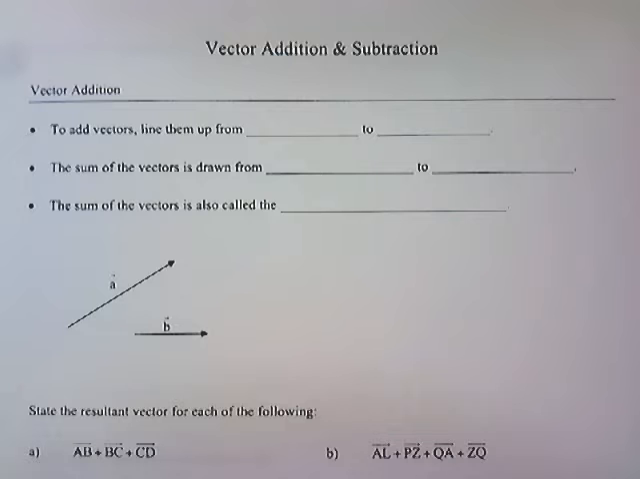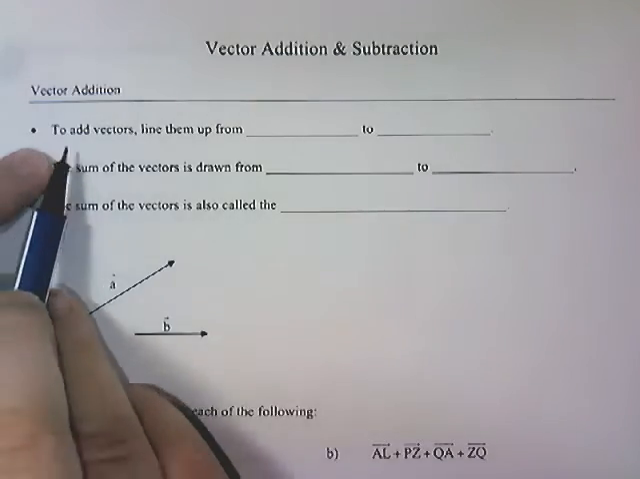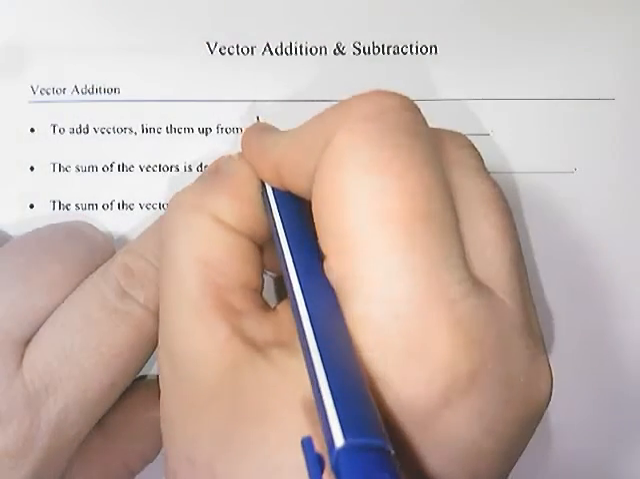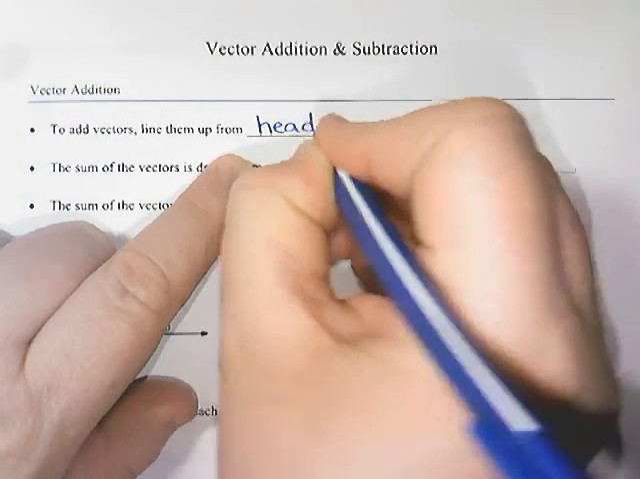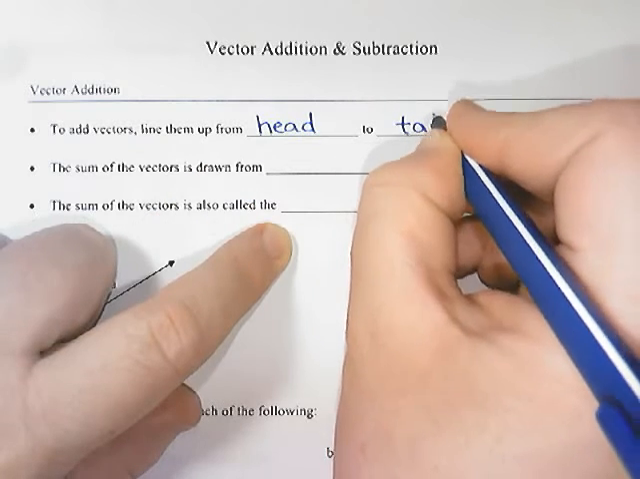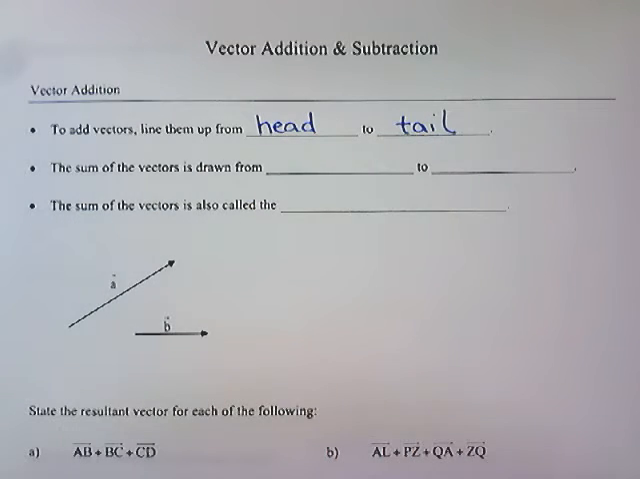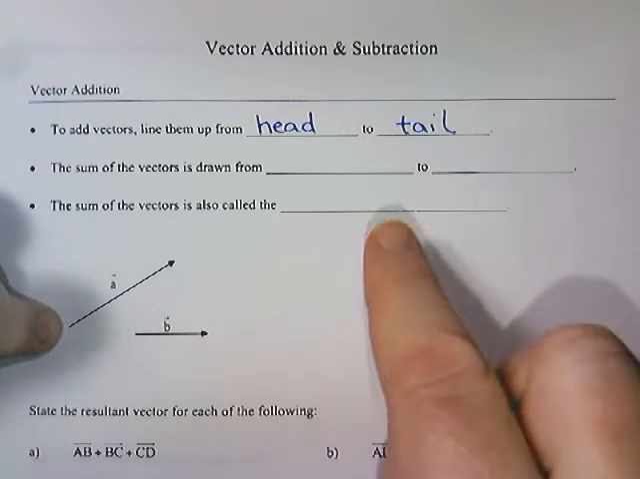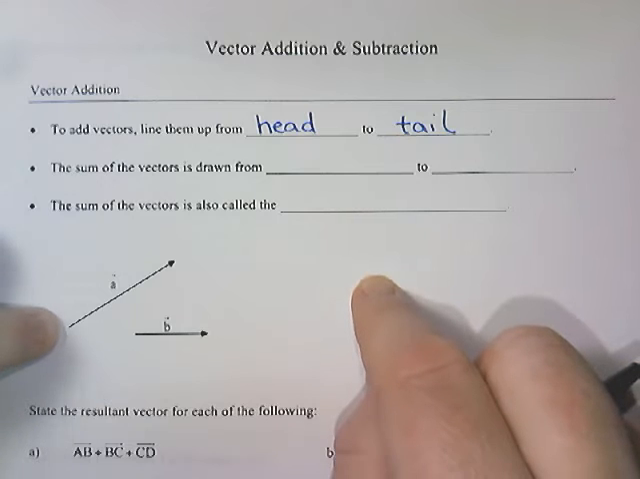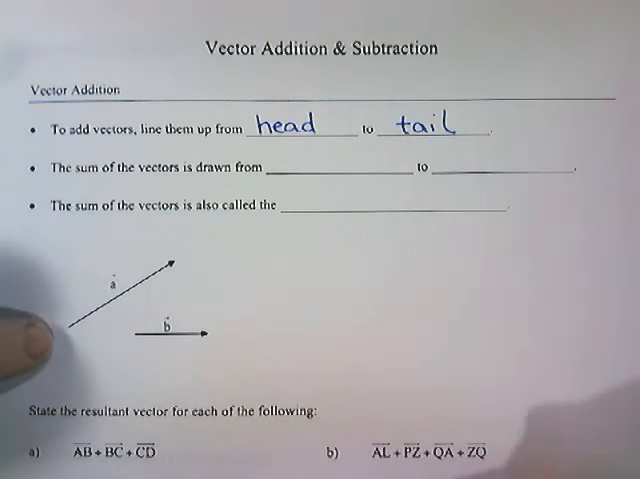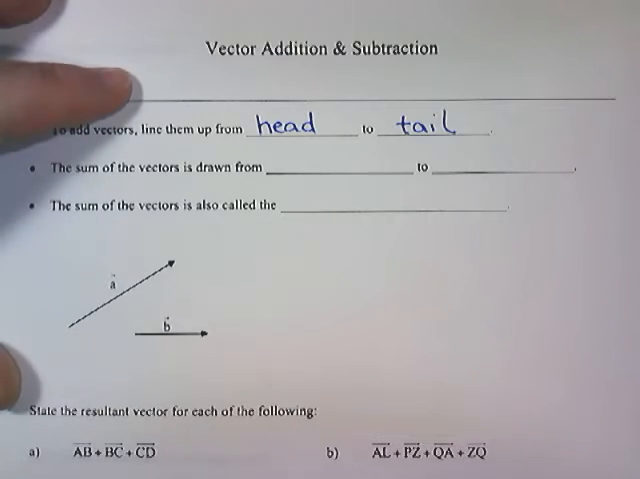So when I'm doing vector addition, we always line our vectors up from head to tail. So it says here to add vectors, line them up from head to tail. And then the sum of our vectors is what you get when you start at the beginning of the first vector and you end at the end of that second vector. So it's basically from the tail of the first vector to the head of the last vector.